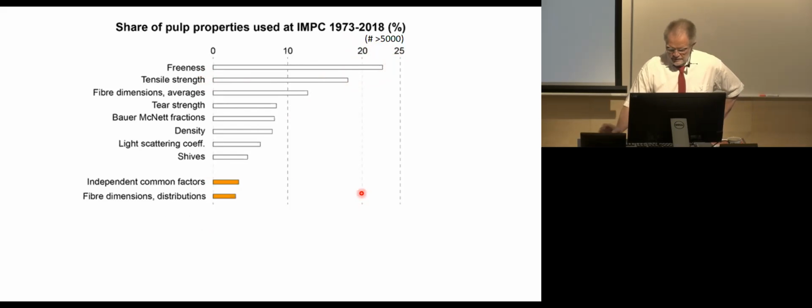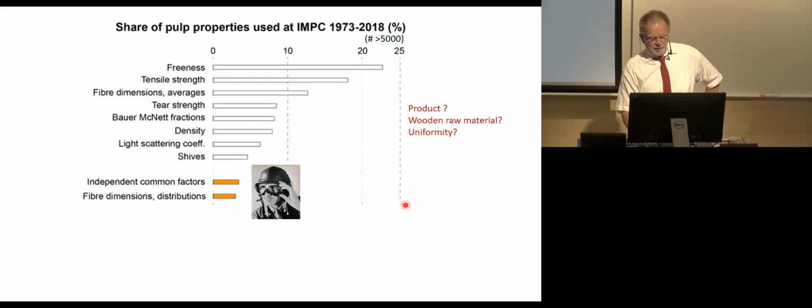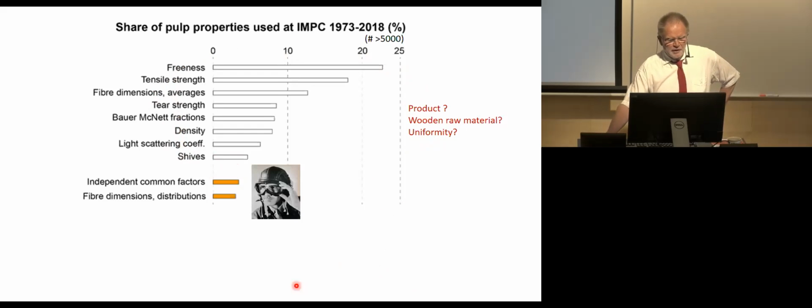However, not much about product, wooden raw material, nor uniformity. It's very rare. And this way of describing is to ignore that it's a heterogeneous material. So in this thesis, we will look closer to something called independent common factors, as well as fiber dimensions and distributions. It's very rare, 3 to 4% only. So it's not common practice. I will discuss later on here.